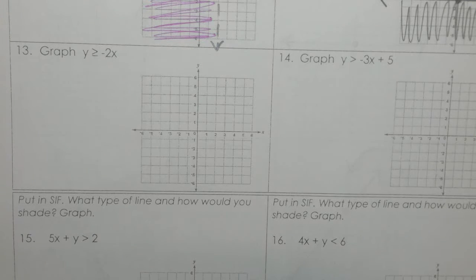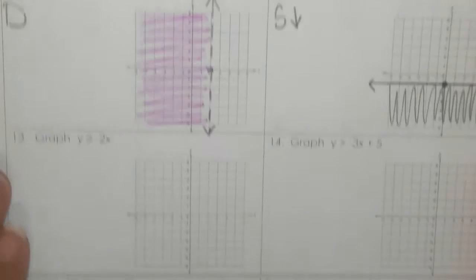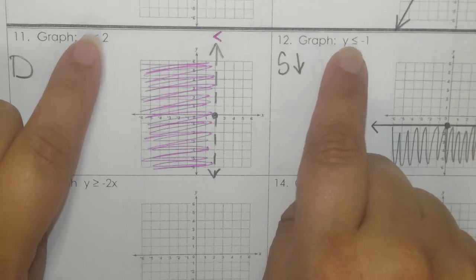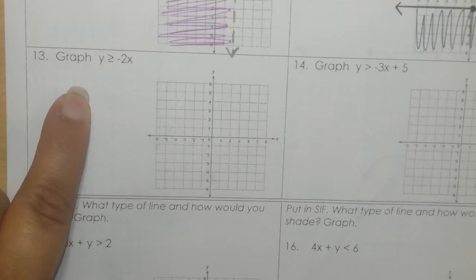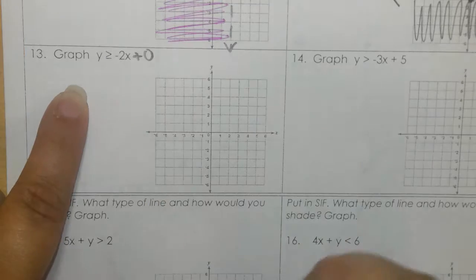For number 13, we have y is greater than or equal to negative 2x. If you compare this problem to these two, they only had one variable in the inequality. Here we have two variables. So we need to put a plus 0 at the end of this equation to make it look like slope-intercept form.